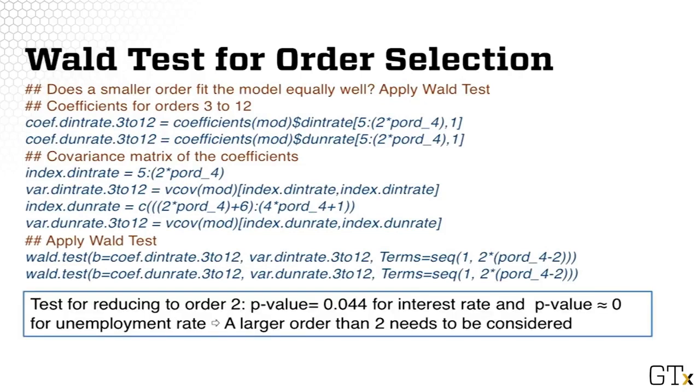The p-value for the implementation of the Wald test here is 0.044 for the difference in interest rate time series, and it's approximately 0 for the difference in unemployment rate. Thus, at the significance level of 0.05, we reject the null hypothesis for both time series, concluding that an order larger than 2 would fit the model better than a model of order 2.